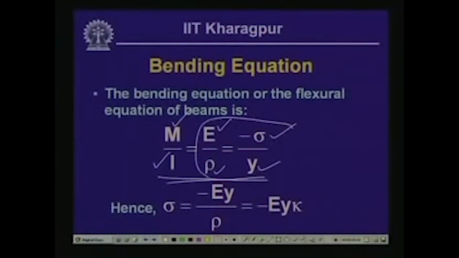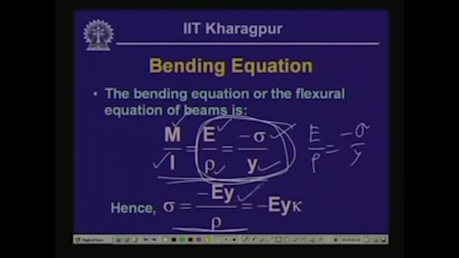Now, if we relate the stress with the curvature, that means if we take this particular relationship, E by rho is equal to minus sigma by y, then we get sigma equals minus E y by rho, and y by rho, as you know, we have termed as kappa, the curvature. So, this is how the stress is related to the curvature through the parameters E and y, and this we can evaluate at a particular point with respect to the neutral axis.